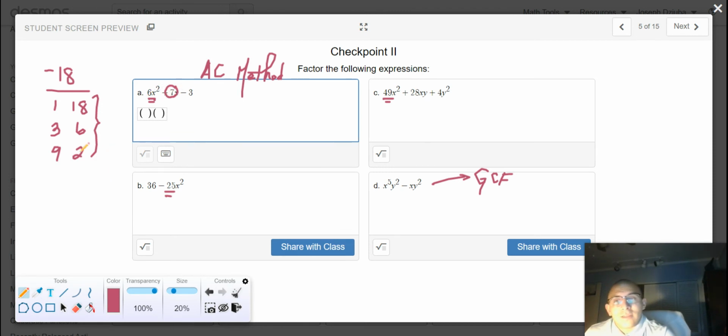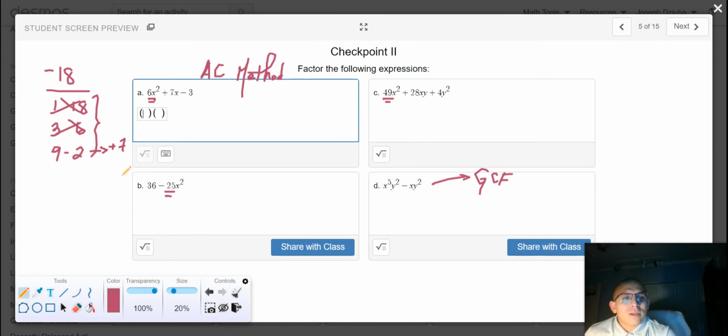As we can see, that is clearly 9 and 2. Right? 9 minus 2, because we want it to be a positive, would give us a positive 7. Let me erase. Beautiful. Okay, so how do I use this information to support me in what I would do next?